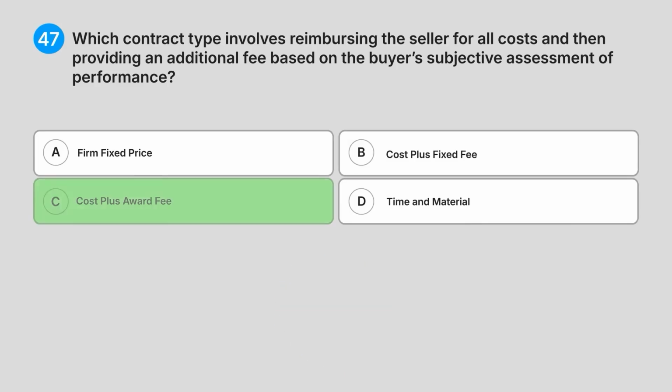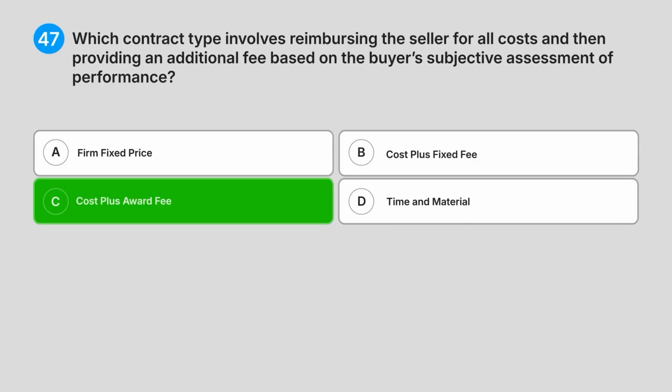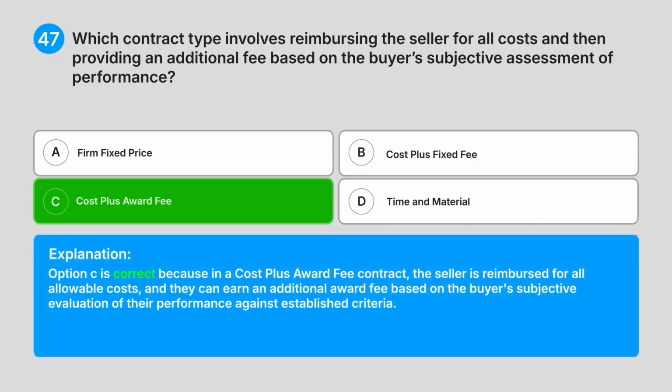Correct answer, C. Cost plus award fee. Explanation: option C is correct because in a cost plus award fee contract, the seller is reimbursed for all allowable costs, and they can earn an additional award fee based on the buyer's subjective evaluation of their performance against established criteria.